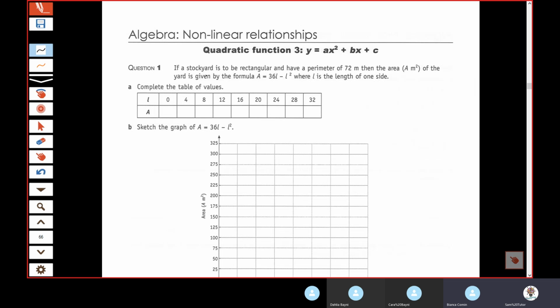Okay, I'm done with the copying. How would I put it in my calculator? Do I just sub in the L parts? Yeah. So complete the table of values. You know that A equals this formula, 36L take away L squared. What is L equal to? 0, 4, 8, 12. So what you're going to write in your calculator is 36, open bracket, L, minus L squared, where L is, for the first one, 0. As long as you put it in exactly like that, your answer should be 0 for the first one.